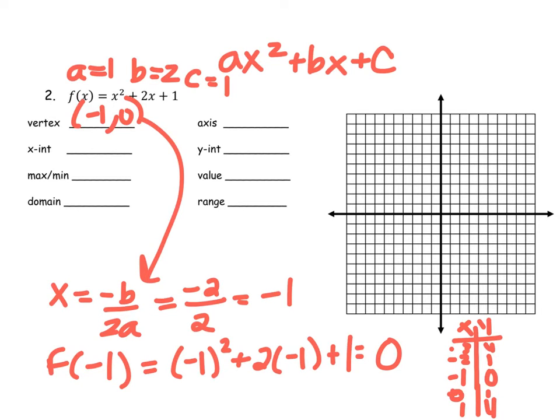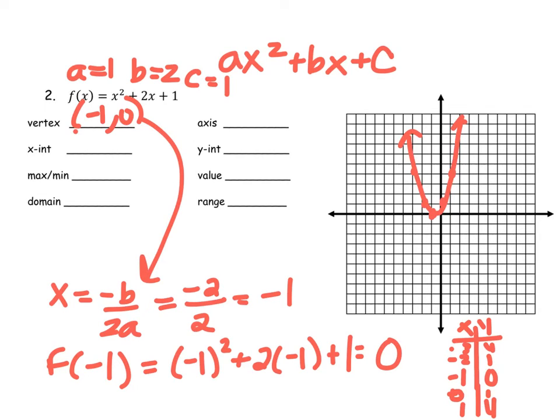So the graph of my quadratic is going to look like this. Vertex at negative 1, 0, and then a point at 0, 1, and 1, 4. And when I reflect those points, I get this shape of my quadratic. So the steps are to find your vertex using negative b over 2a and plugging it in, and then creating a table to graph it.